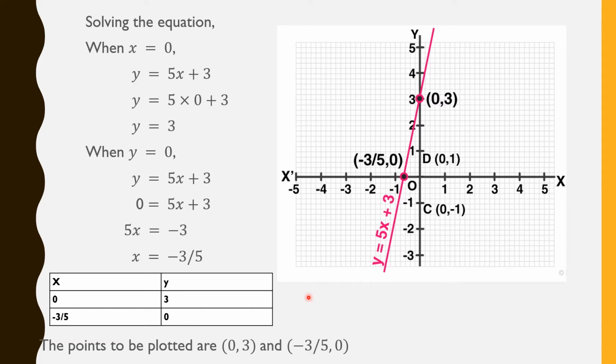Here you can see in the graph, when the value of x is 0 and the value of y is 3, the point would lie on the y-axis. It would be (0, 3). So this point is (0, 3). Also, (minus 3 by 5, 0). Minus 3 by 5 means minus 0.6, which would lie on the negative x-axis, and the value of y is 0. So it would be plotted here. Now joining these 2 points, I will get a straight line for y equals 5x plus 3. So this would be the graph of y equals 5x plus 3.